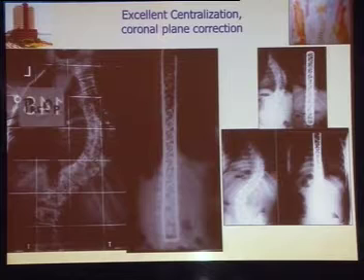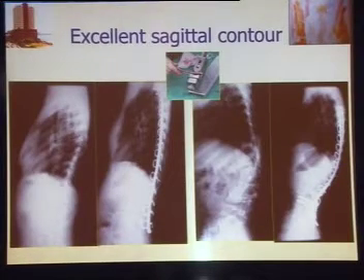It gives excellent centralization, even in big curves. I mean, we almost never get a chance to operate on anything under 80 degrees. So most of the time these curves are huge curves, and they get in line very nicely in the frontal plane. Sagittal contour is a revelation actually with this technique, because you have two rods that can modulate the kyphosis or the lordosis, because they can pull and push the spine down.